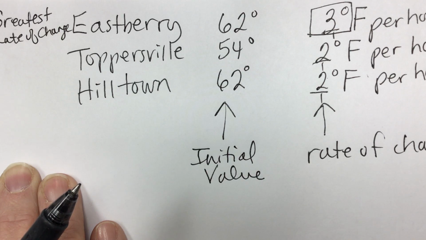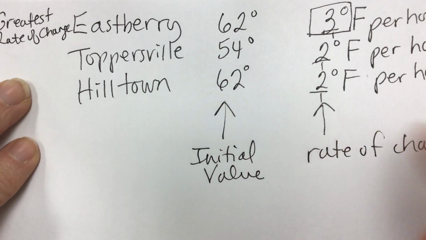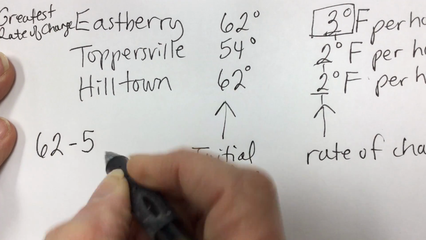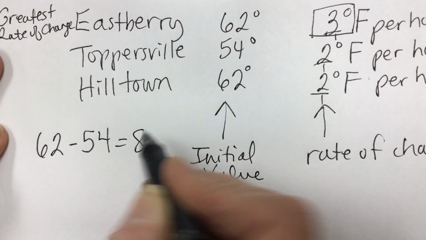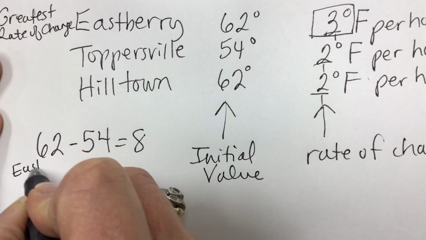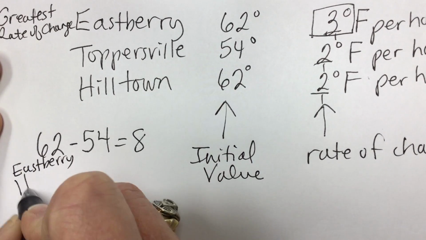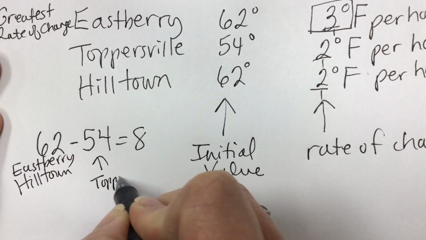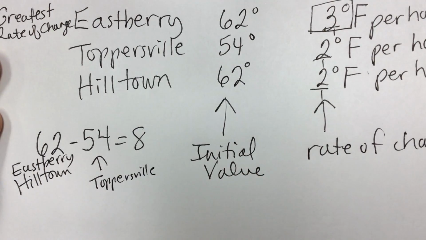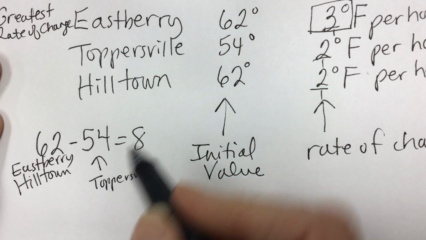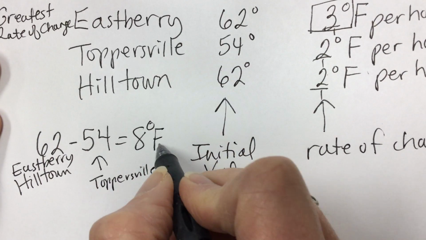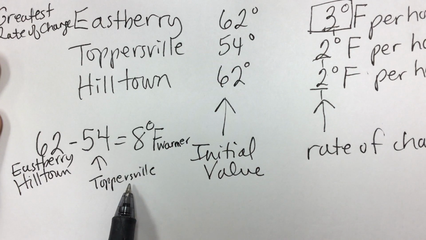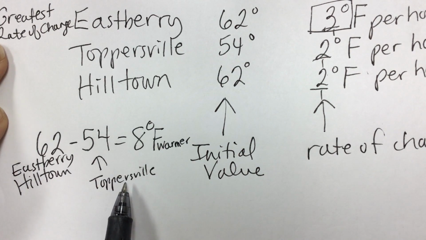All right, what do the initial values mean in this situation? Well, we can subtract the 2 because there is a difference between the two. We got 62 minus 54 would be 8. Now 62 is for Eastbury and Hilltown. And then the 54 is the Toppersville. So at 8 o'clock a.m., it is 8 degrees Fahrenheit warmer in Eastbury and Hilltown than it was in Toppersville. So that's what the initial value really means.